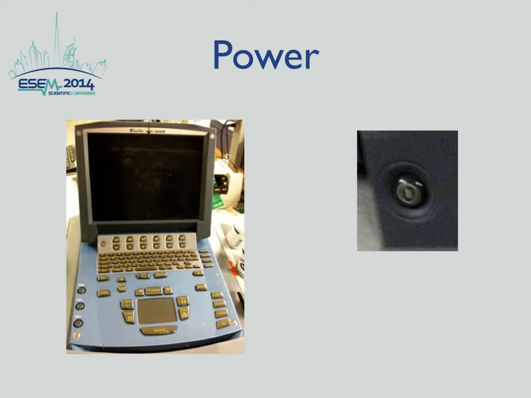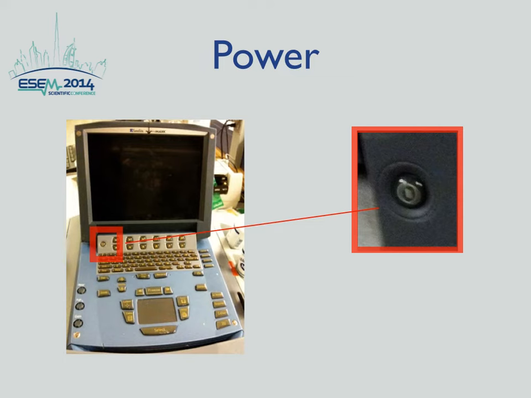So the power button is used to turn the machine on and off. I know this sounds very simple, but it's very important because if you don't know where your power button is, most of the time the machine is not going to switch on and you will be frustrated and therefore not use your ultrasound machine when you take care of patients in the emergency department.